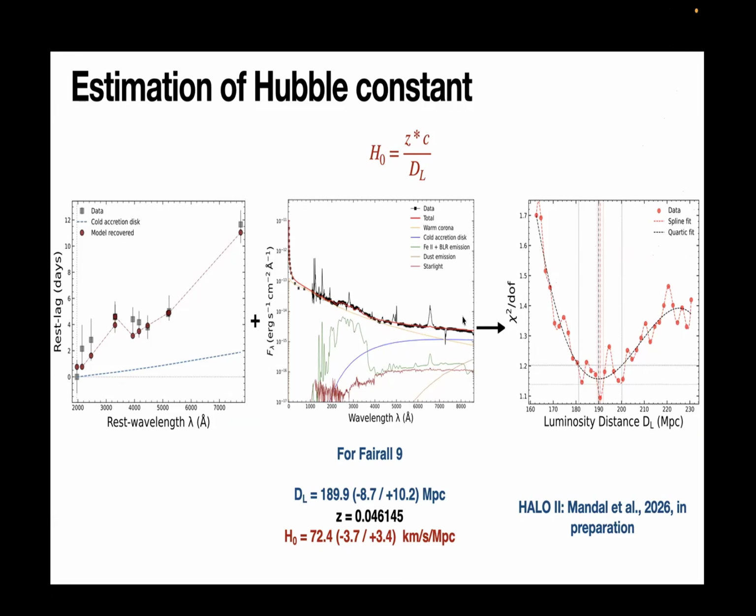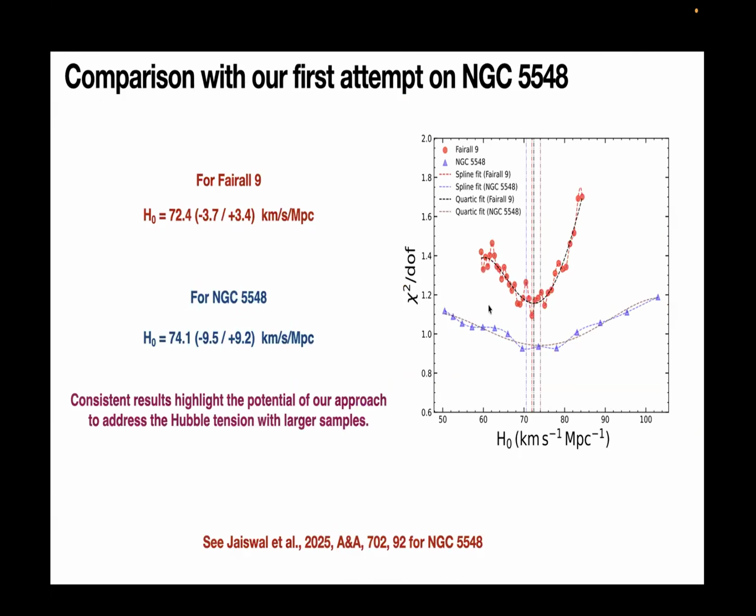And the first application of our model was on NGC 5548 data, which was published in JASA 2025. Now, in this figure, I am showing you the comparison between the results of NGC 5548 as well as the Heraklion line, and you can see that both the targets are giving consistent results. This consistency also indicates the potential of our model to address the Hubble tension when it is applied to a large sample. That is our main motivation.